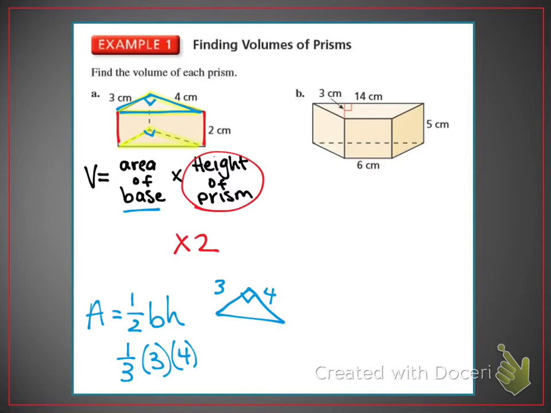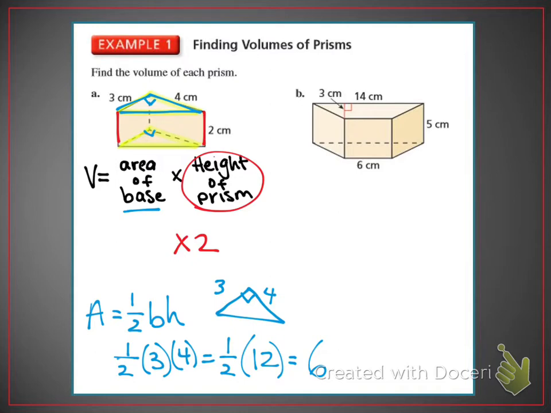Now, it doesn't matter what order we multiply in because 1/2 times 3 times 4 is the same as 1/2 times 4 times 3. It doesn't matter. Would you like to do 3 times 4 first? Yes. Sounds good. So 1/2 times 3 times 4 is 12. Half of 12 is 6. So what did we just find? The area of our triangle.